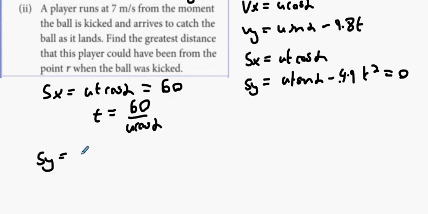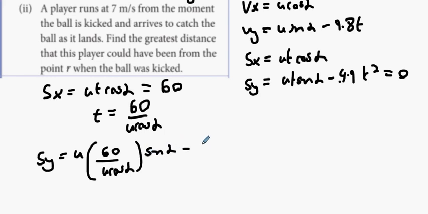So, what we get here is Sy equals U by 60 over U cos alpha, sin alpha, minus 4.9 T squared. Oh, lads. What did I not see last week? I'm just going to convert them all to tan alphas. Is that it? How did I not see that last week? Oh, never mind. Alright.